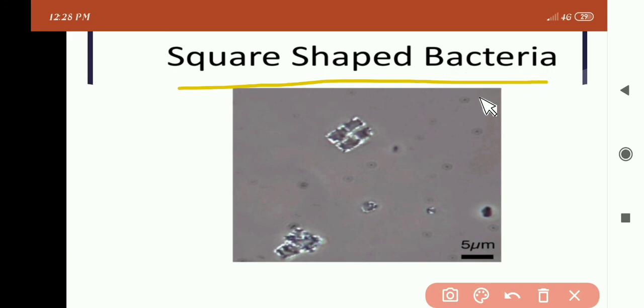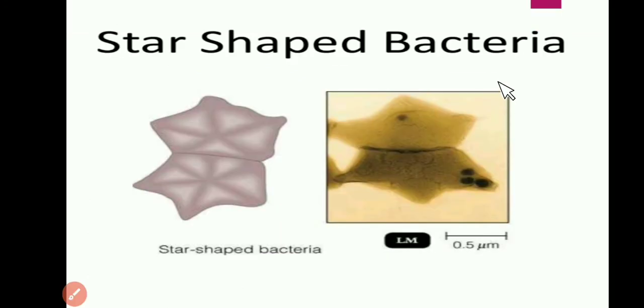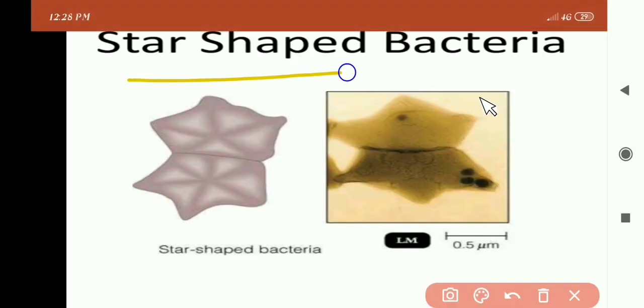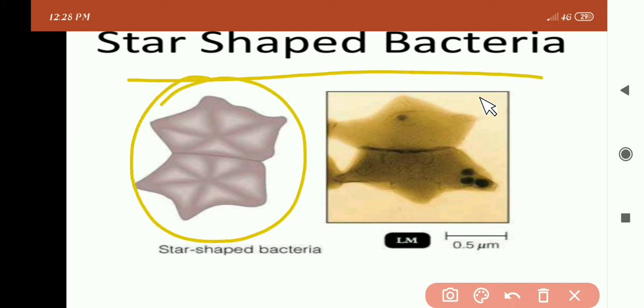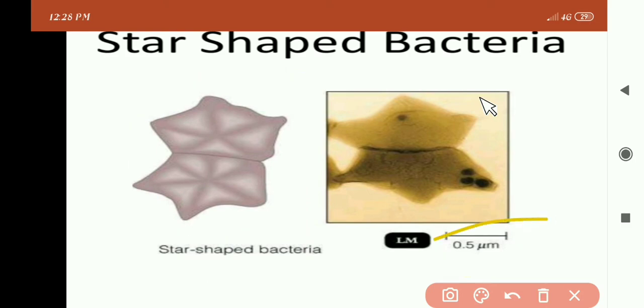Okay, so next is square shaped bacteria. They look like this. This is also an original image of square shaped bacteria. So next is star-shaped bacteria. This is the star-shaped bacteria, and they have a size of about 0.5 micrometer.